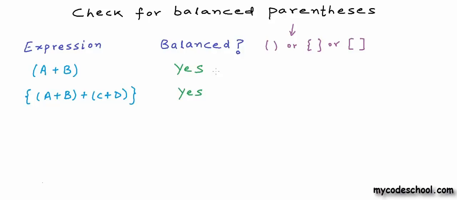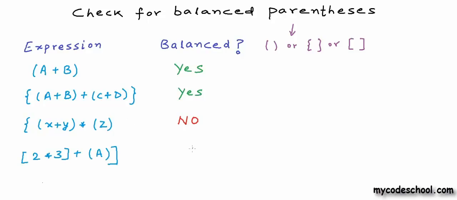These two expressions here are balanced. However, this next expression is not balanced. A closing curly brace is missing here. This next expression is also not balanced because we are missing an opening square bracket here. This next one is also not balanced because corresponding to this opening curly brace, we do not have a closing curly brace, and corresponding to this closing parenthesis, we do not have an opening parenthesis. If we are opening with a curly brace, we should also close with a curly brace. These two won't count for each other.